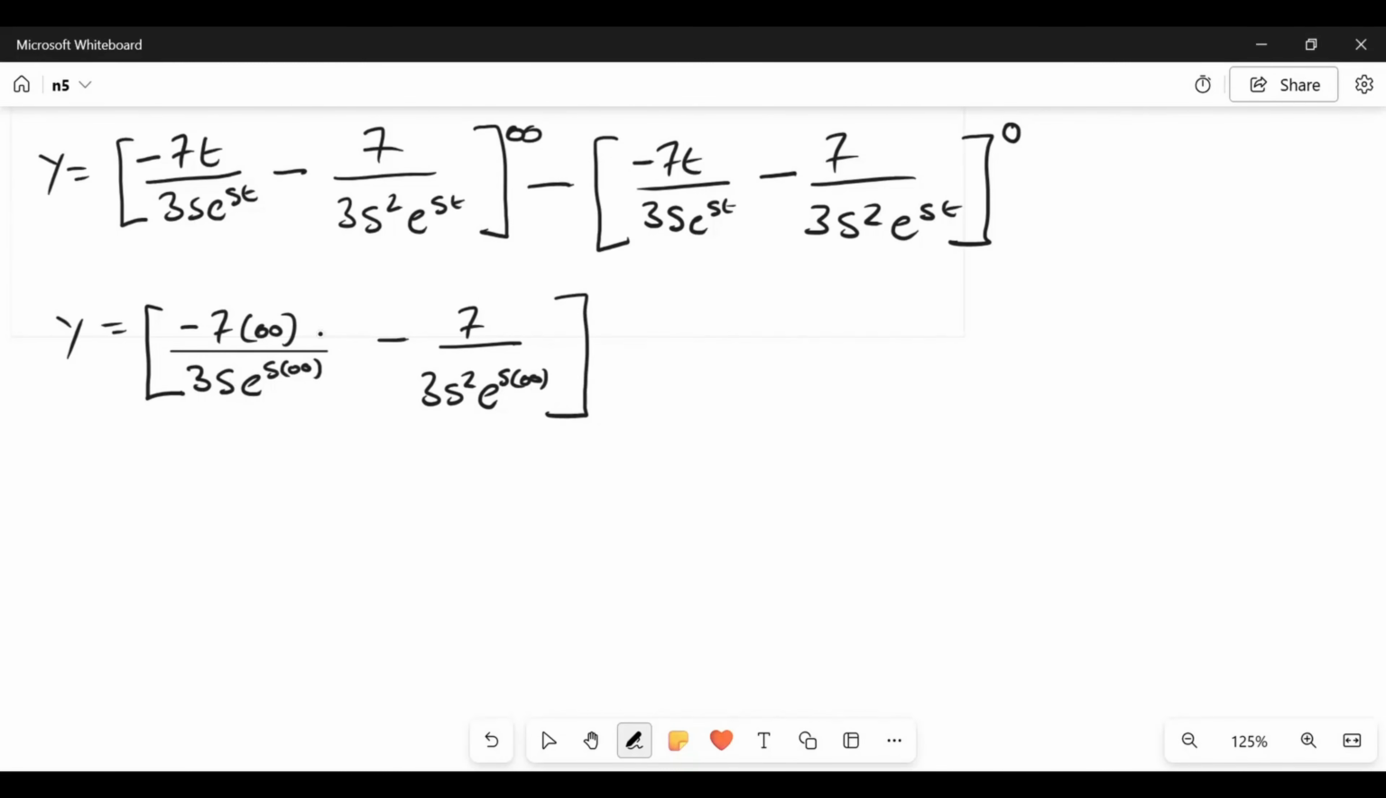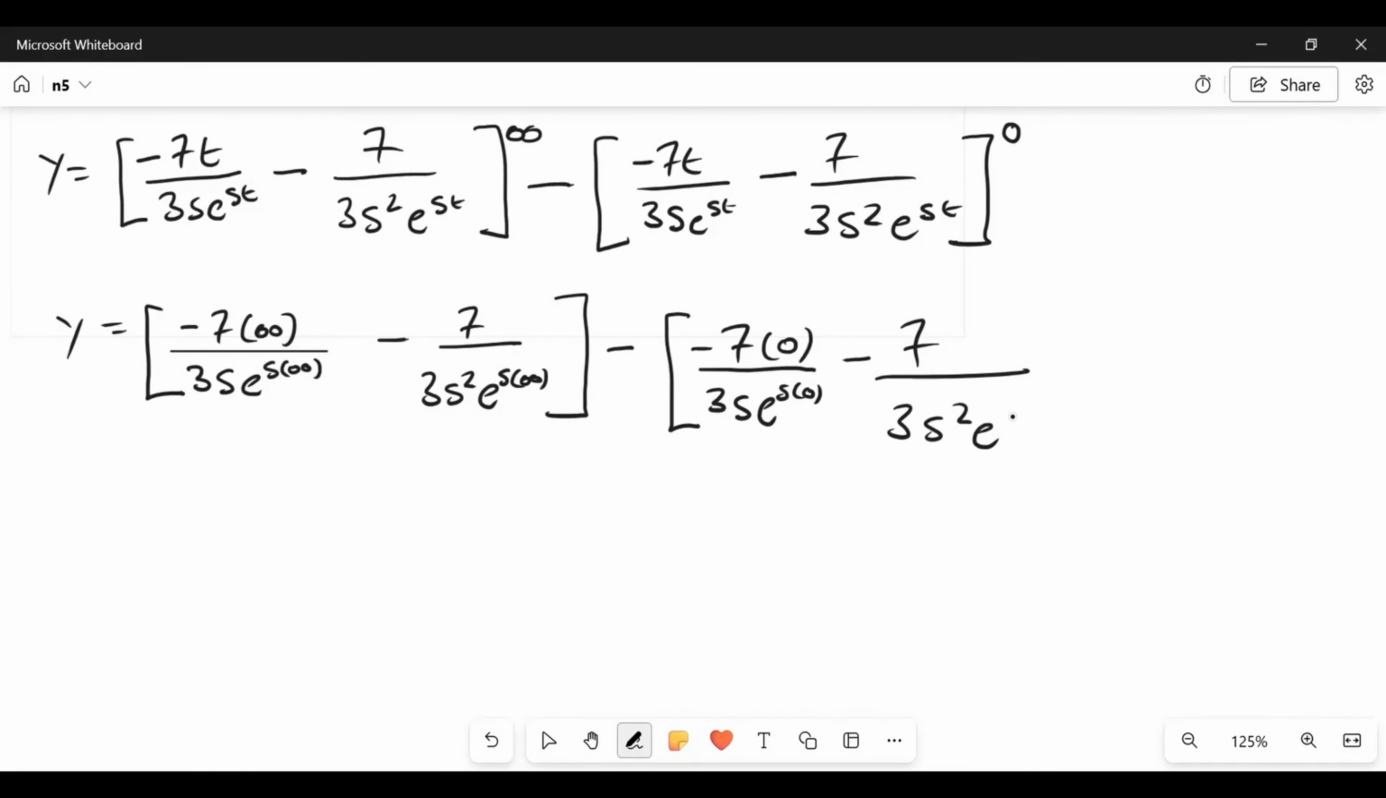And then we are done with the first bracket of the upper limit, and then we move to the bracket of the lower limit. So let's look at it. We have negative 7, right? Wherever there is t, this time around, we substitute with 0, divided by 3s, then we have e to the power of s multiplied by 0, minus 7, divided by 3s squared e to the power of s multiplied by 0, and close bracket. Now, if you know about infinity, anything multiplied by infinity is going to be infinity. On the numerator, we have negative 7 multiplied by infinity, which is infinity.